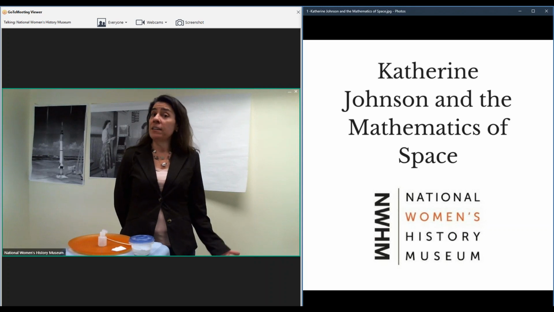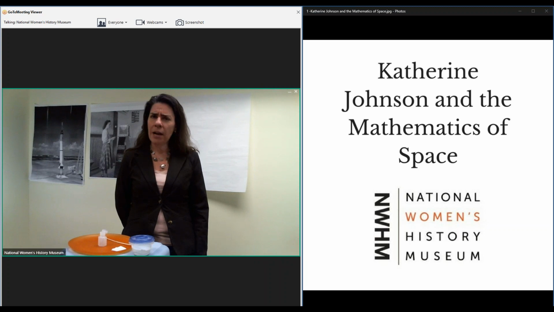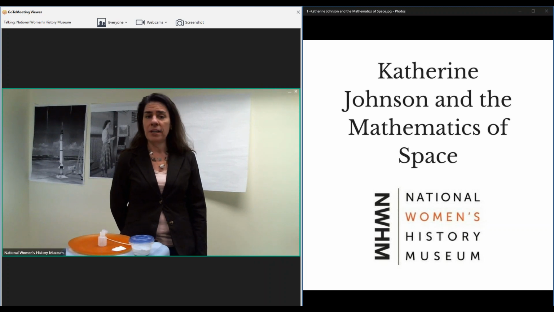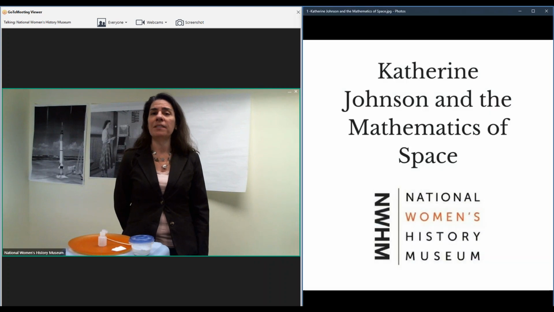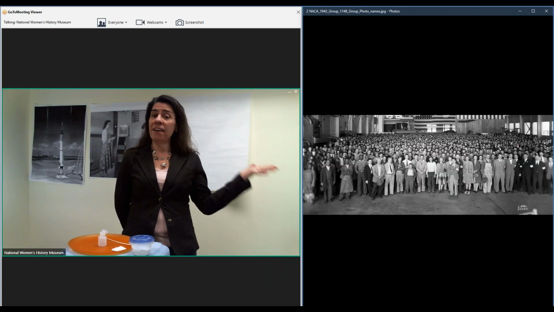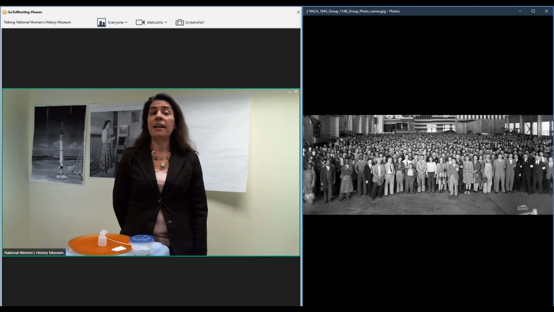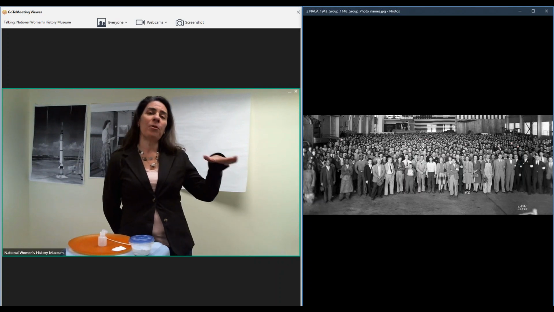So you may be asking yourselves, who were these women? What did they do? And why were they called human computers? Well, at first, they worked on the problem of how to build a better airplane. This is a photo of the NACA staff in 1943. Notice the women in the front row of this photo.